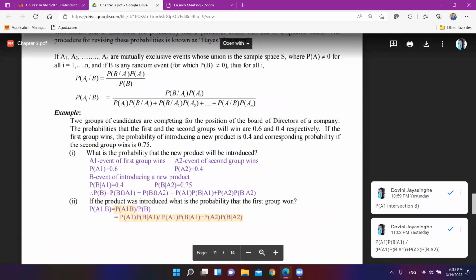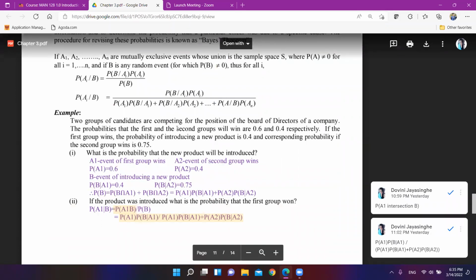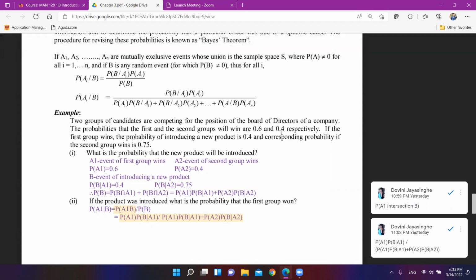Two groups of candidates are competing for the position of board of directors of a company. The probabilities that the first and the second groups will win are 0.6 and 0.4.